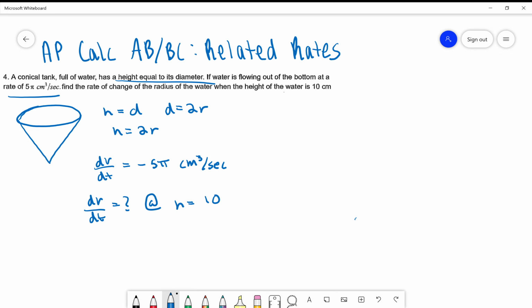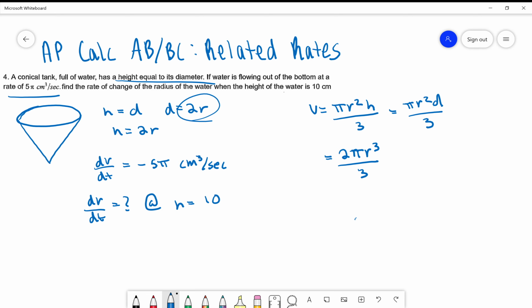Let's get started. First we start out with the volume formula. The volume of a cone is pi r squared h over 3. In this case, h equals d, so that equals pi r squared d over 3. But we know that the diameter equals 2 times the radius, so we just plug that in. It ends up being 2 pi r cubed over 3. So that's the volume.